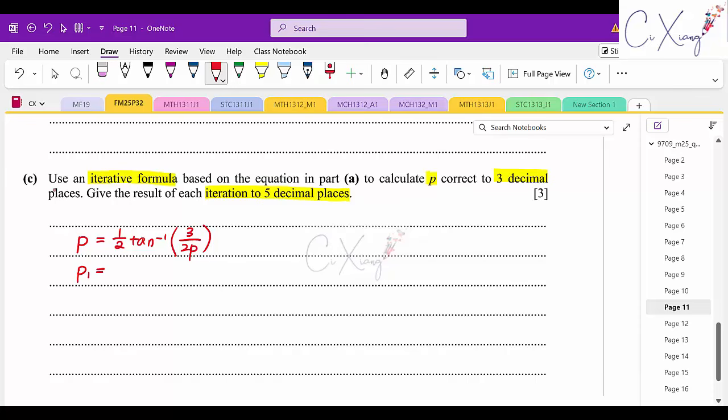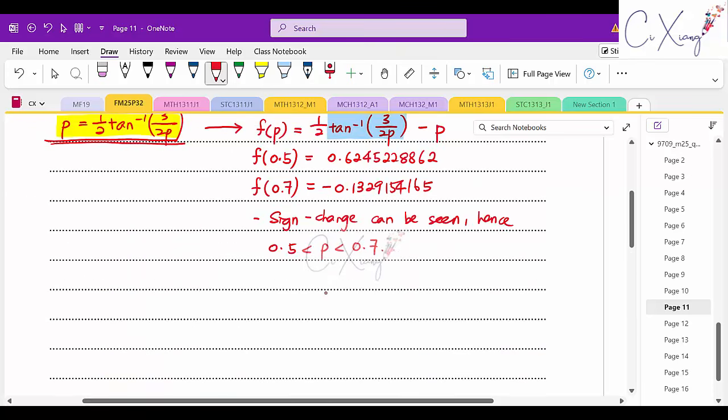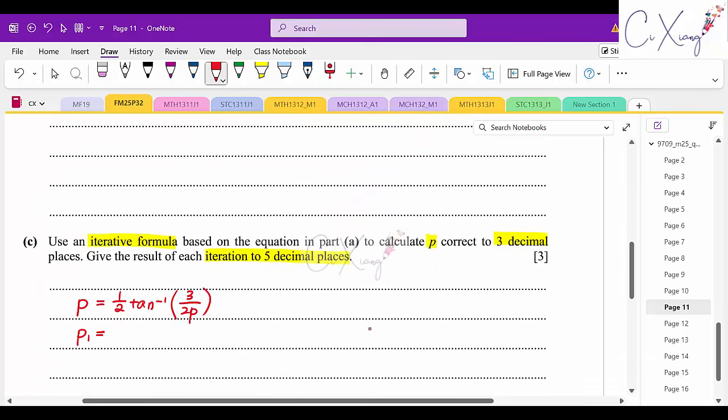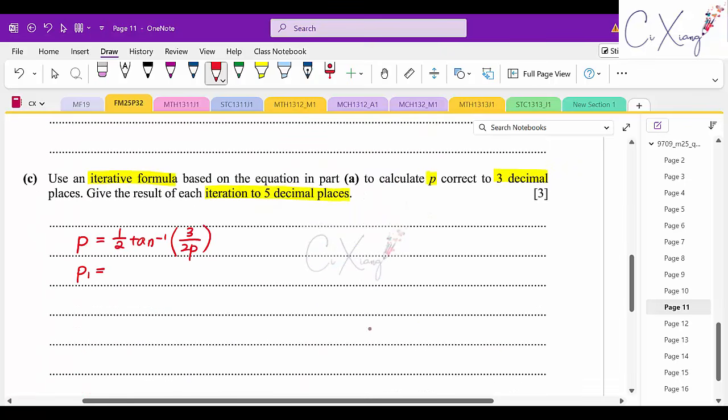Let us decide what the first value, P1, is. For this question, they didn't mention any initial value for P to start with, so basically you can start with any number that you like, but the suggestion is to use a value related to 0.5, or between 0.5 and 0.7. Some students ask, can I use 0.5? No problem. Can I use 0.7? Also can. Can I use the midpoint, 0.6? Also can, as long as your value is not too far away from what they suggest here. For my example, I'm using 0.5.